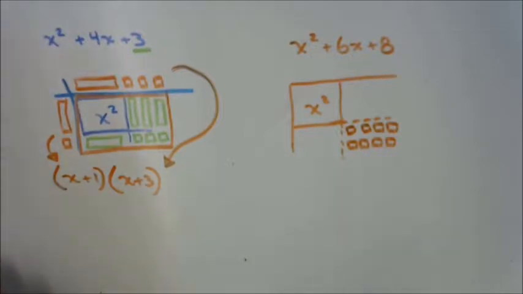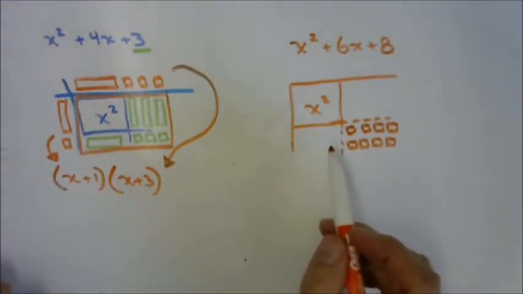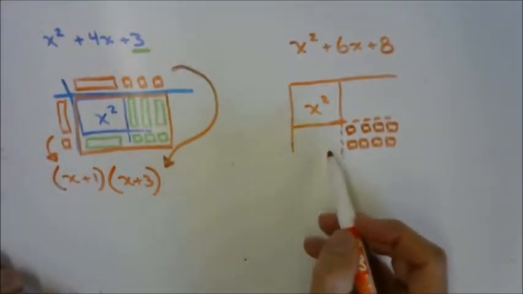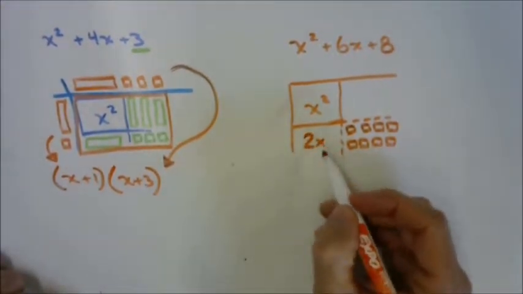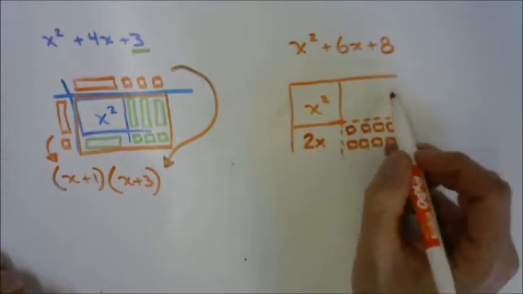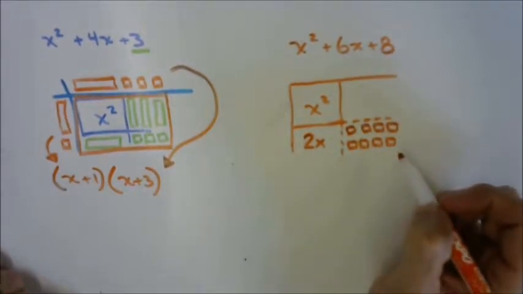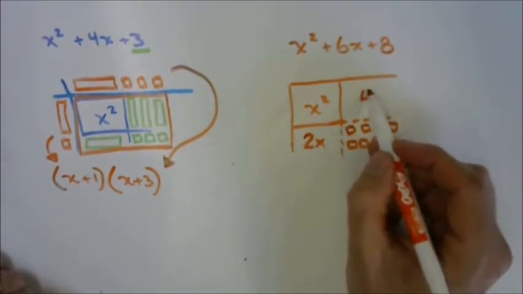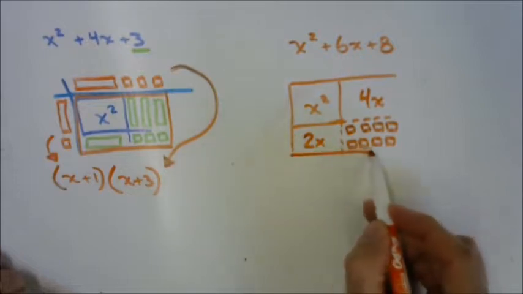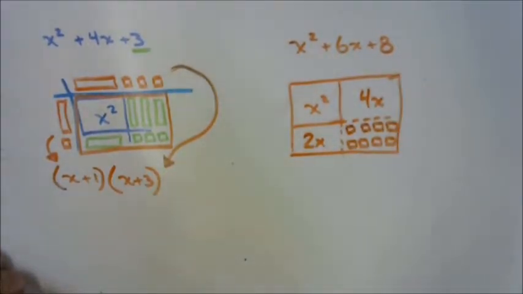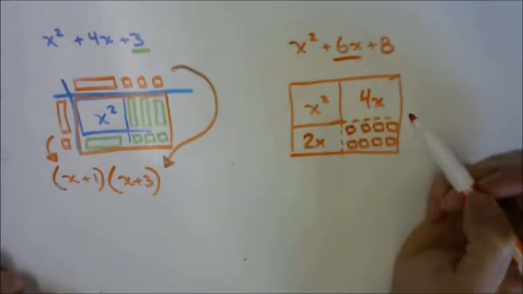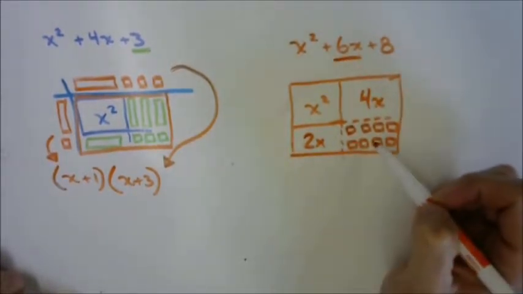Now what does this tell me about the location of my x's? How many are going to be in this area? 2. There's going to be 2x here. How many are going to be in this area? 4x. Yeah, 1, 2, 3, 4. There's going to be 4 x's. There's 2 little boxes. See? Do my x's add up to 6x? Yes. Do my 1's add up to 8?